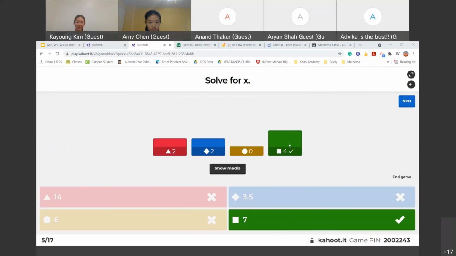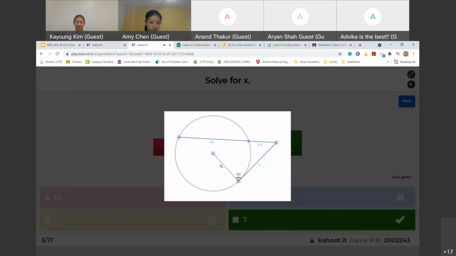I had to guess because I didn't have enough time to actually do it. Yeah, I think this might have been a little tight on time, but basically we just used the power of a point. And this one was a line. Can we use a calculator? Yes, you can use a calculator. You probably should try to use a calculator.